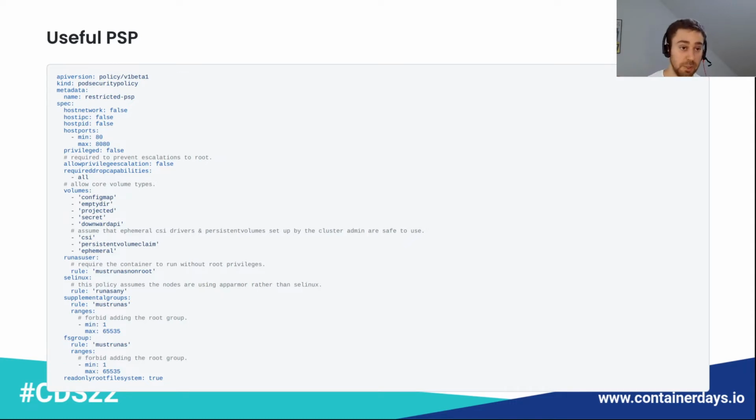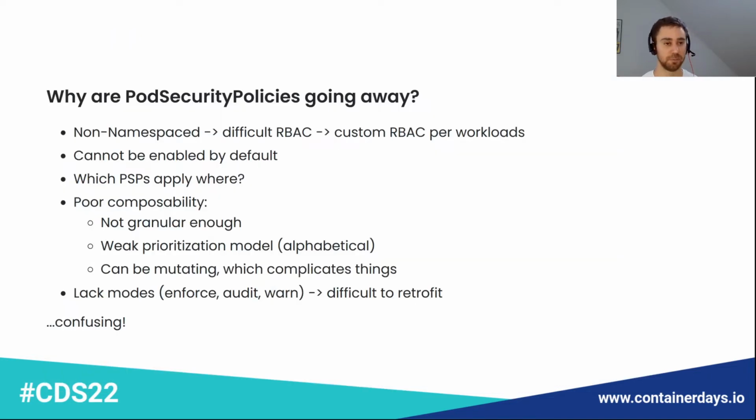And this would apply, if we set this up, to all the containers in the cluster. Okay, if this is so useful, why are PSPs going away? Well, we have been saying that they apply to all the pods and containers in the cluster, which means that they are not namespaced. One can bind PSPs to entire namespaces by using service accounts and then the namespace and so on, which is a recommended practice. But then you need to craft your RBACs, no? And then you need custom RBACs per your workload, per your service accounts that you are using, and so on.